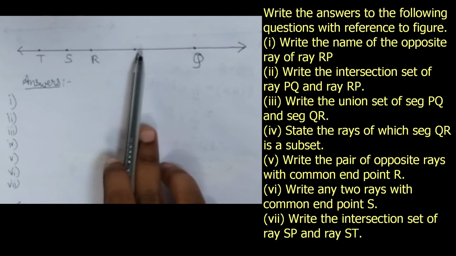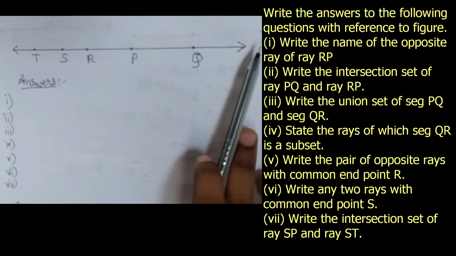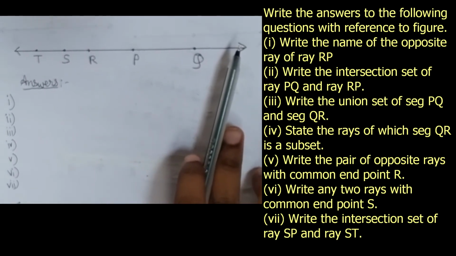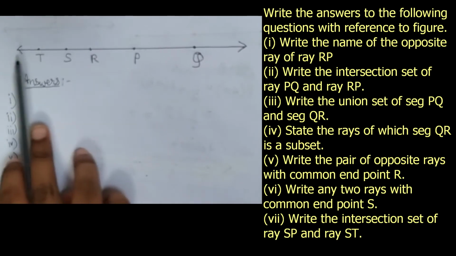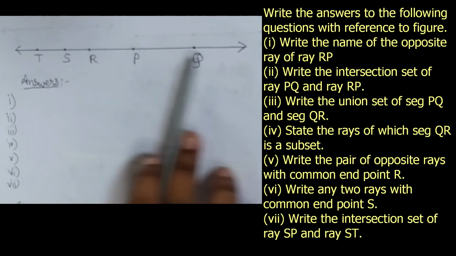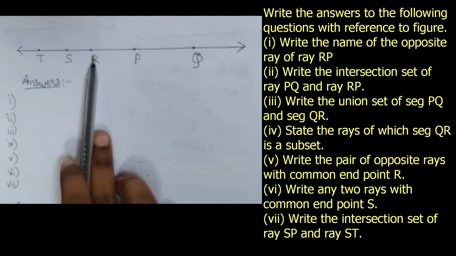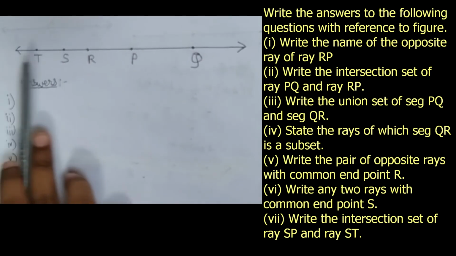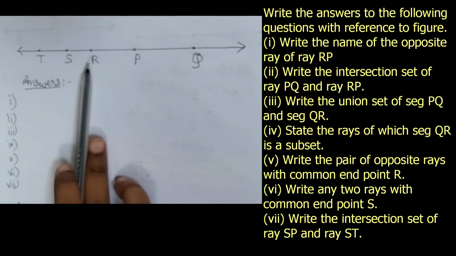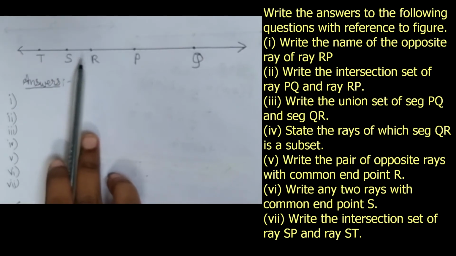Okay, so ray RP means this ray. Now, what is the opposite ray of ray RP? RP is going in this direction. So opposite ray means it will start at the same point R and it will go in the opposite direction. So which ray? Ray RS or ray RT.